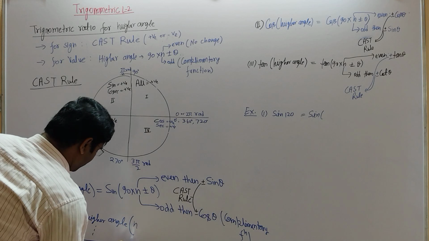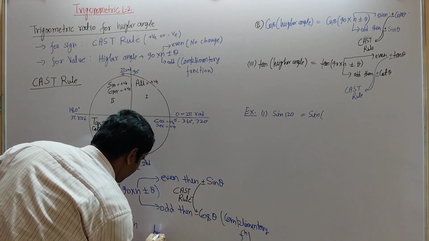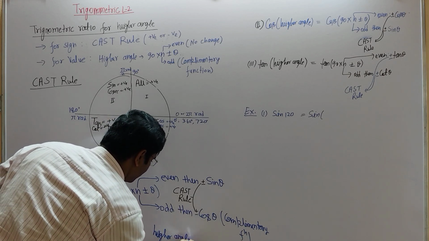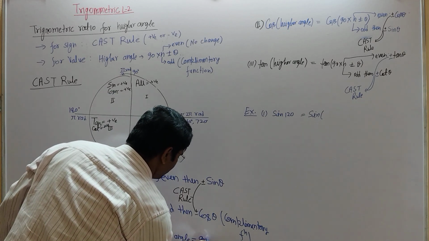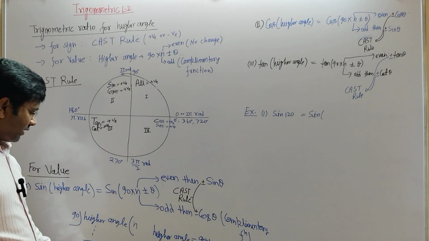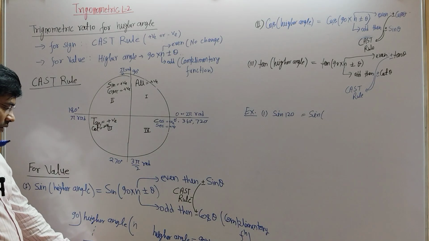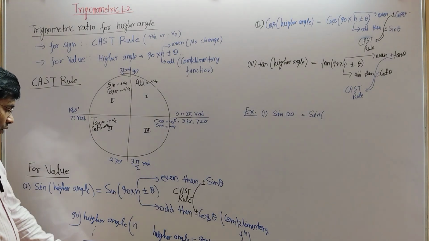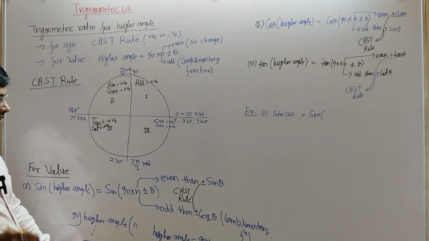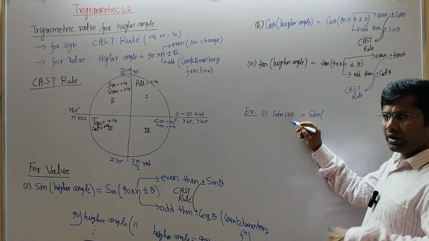Okay, so we can write here n into 90, the higher angle, that is equal to 90 into n plus minus theta, where theta is the remainder. This theta will be less than 90. Otherwise, if it is greater than 90, again one integer will be added, so it should be less than 90. So this is 90 plus minus theta.